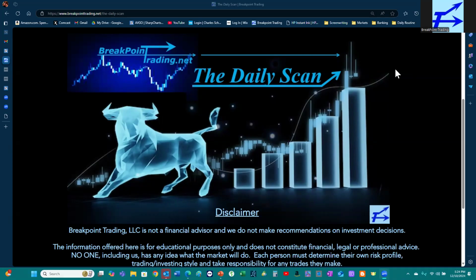The CPI number tomorrow morning should be very interesting. It might be a catalyst for the market to go one way or the other. Hopefully, it will go up, but who knows?